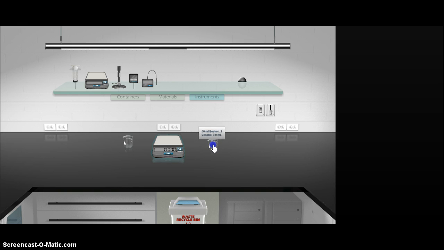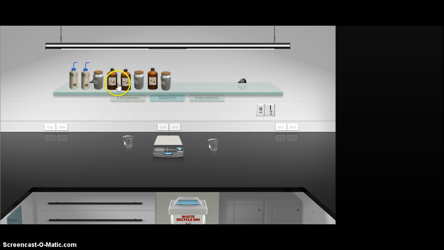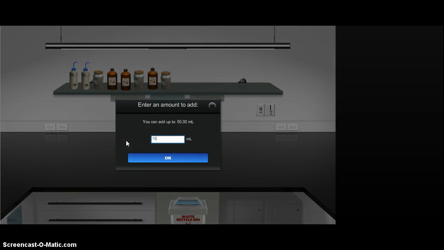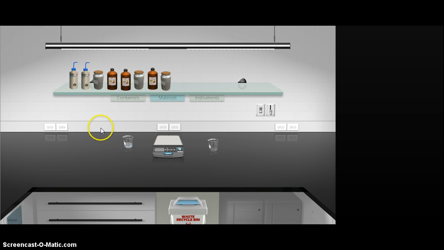Then we will input 15 milliliters of 1 molar sodium hydroxide into the first beaker. And in the second beaker, we'll input 6 milliliters of 1 molar nickel(II) chloride.